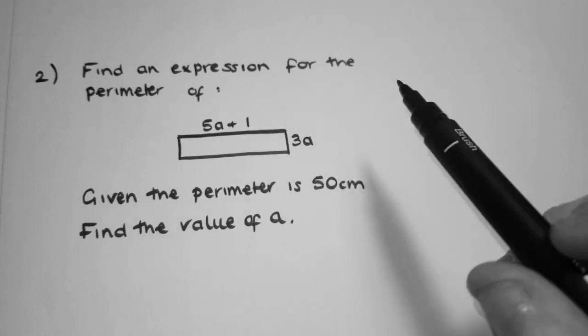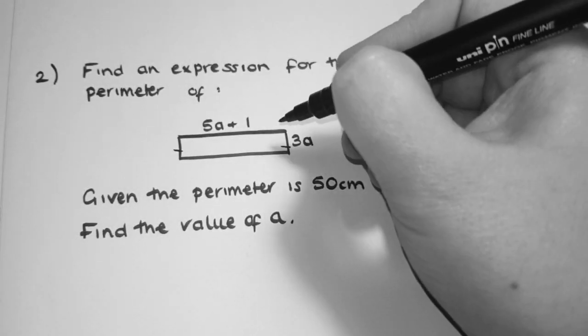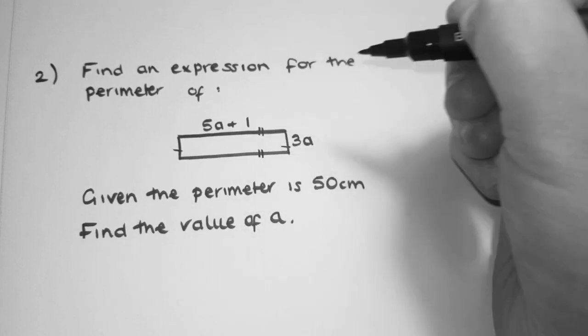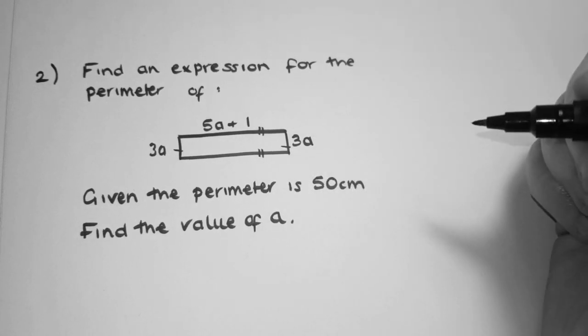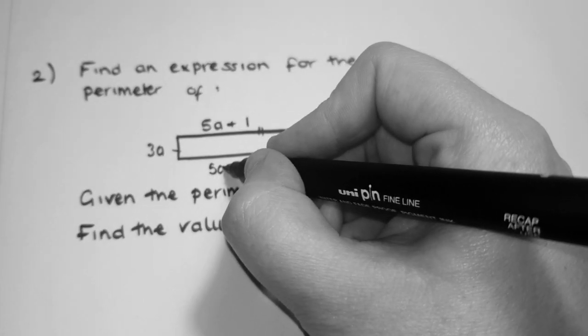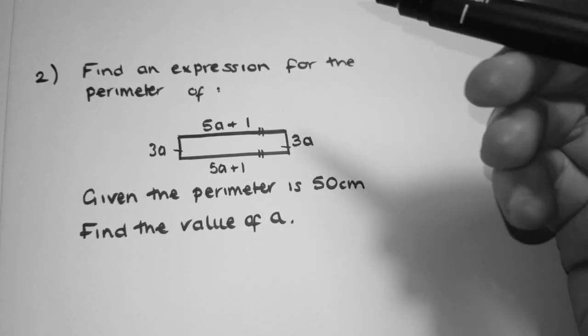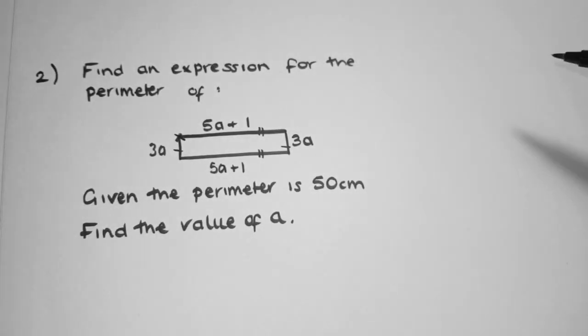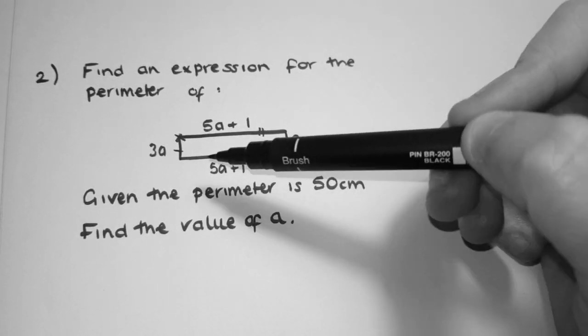So the expression, first of all, well, because this is a rectangle, this side and this side are both the same length. This side and this side are both the same length, which means I can also call this side 3A, same as the one on the right, and I can call the bottom 5A plus 1, same as the one on the top. So all I'm going to do is pick a corner to start from, just so that I make sure I don't miss any of the values out. Perimeter is the measurement all the way around the outside.